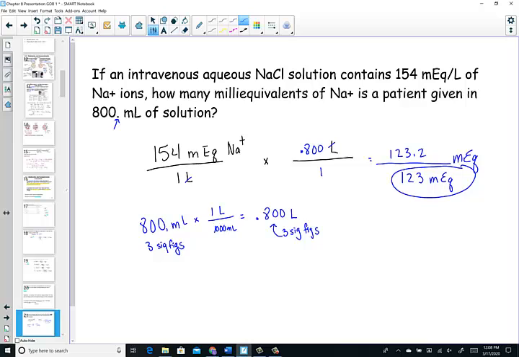If 154 milliequivalents of sodium are delivered for every 1 liter, how many would be delivered if I had 0.8 liters? And I simply cross multiply, the liters cancel, and I would deliver 123 milliequivalents of the sodium ion in that given to that patient.